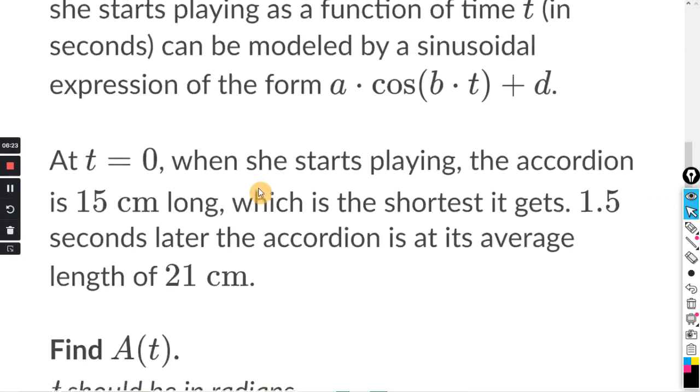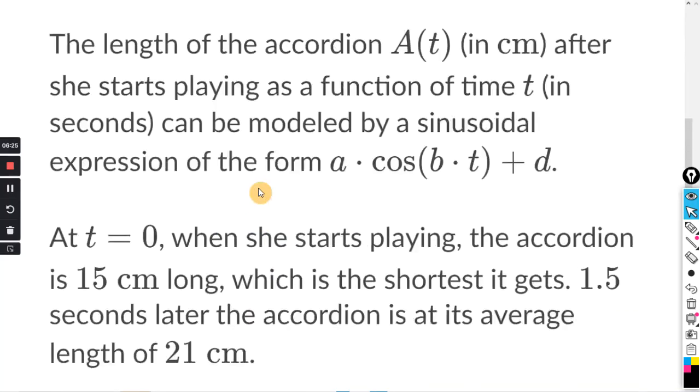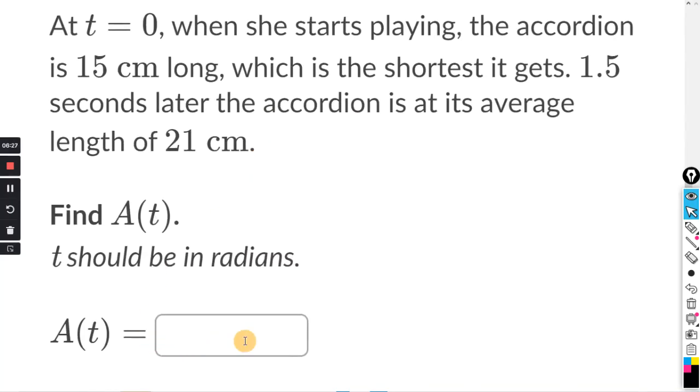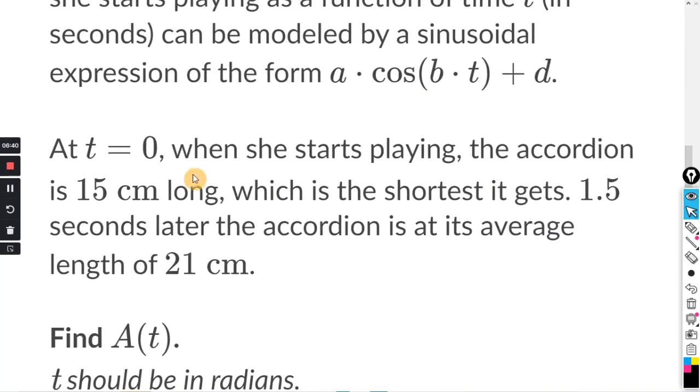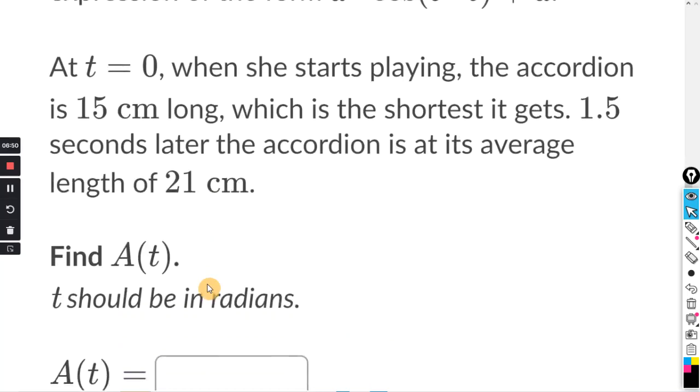All right, these are all basically the same. You're going to read the write-up, draw a sketch, and write the equation. Valeria is playing with her accordion. The length of the accordion A of t after she starts playing as a function of time can be modeled by this expression here. At t equals 0, when she starts, the accordion is 15 centimeters, which is the shortest. 1.5 seconds later, the accordion is at its average of 21.